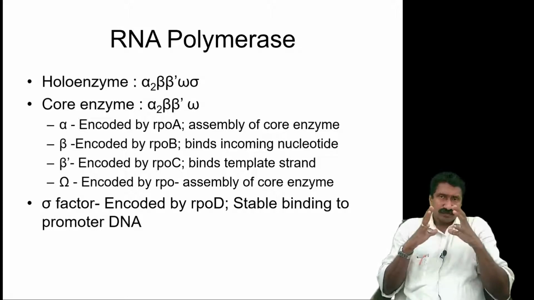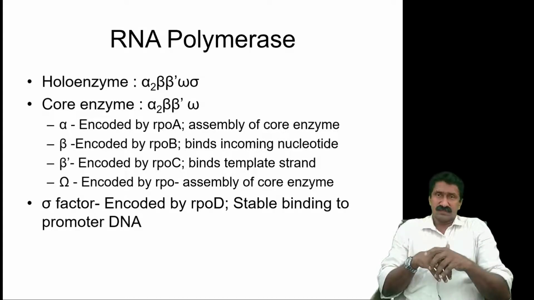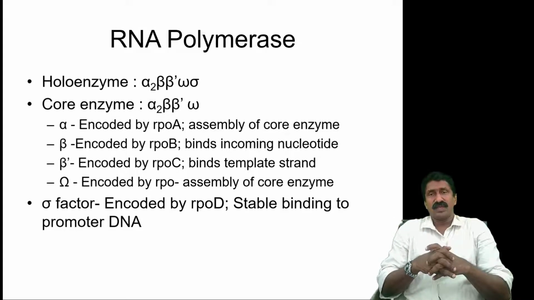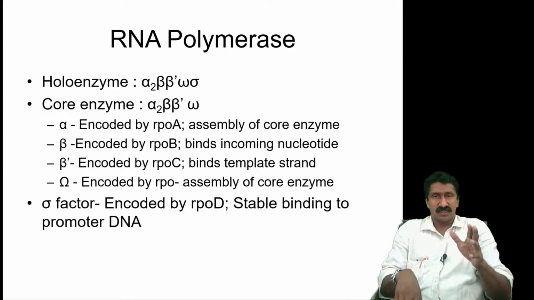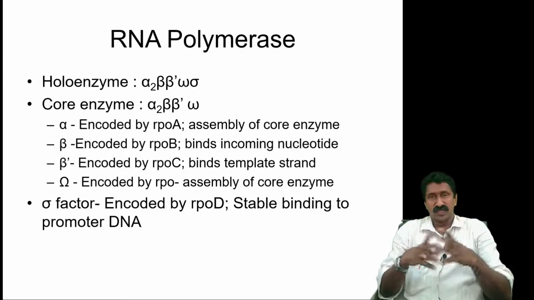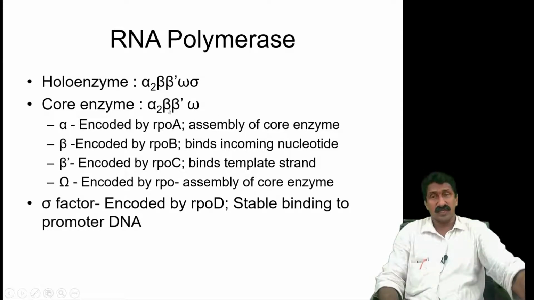Now, the polymerase enzyme used in the prokaryotic system is RNA polymerase, and it is known as a holoenzyme. The fully functional enzyme is the holoenzyme, having two alpha units, beta, beta prime, then omega and sigma. So these are the different components of the holoenzyme. The core enzyme is the part without the sigma unit, that is alpha 2, beta, beta dash and omega. So this is the core enzyme, and the role of each unit is also mentioned there.